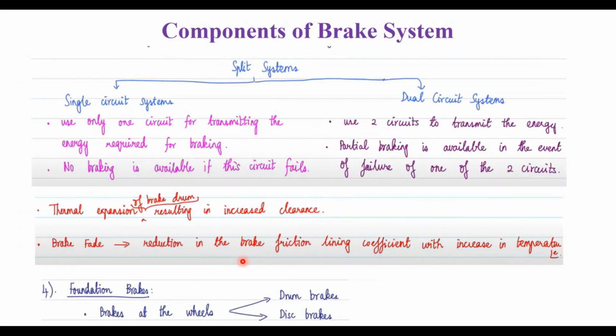Now you have the split brake system, where you have two types: one is a single circuit, another one is a dual circuit. In the case of single circuit, what happens? We use only one circuit for transmitting the energy required for braking. If this circuit fails, there is no braking available. So that's why we need to have the proper safety aspects, and we go for a redundant, reliable system, which is nothing but a dual circuit system, where it uses two circuits to transmit energy. At least if one circuit fails, we have partial braking in the event of failure. It is very much helpful.